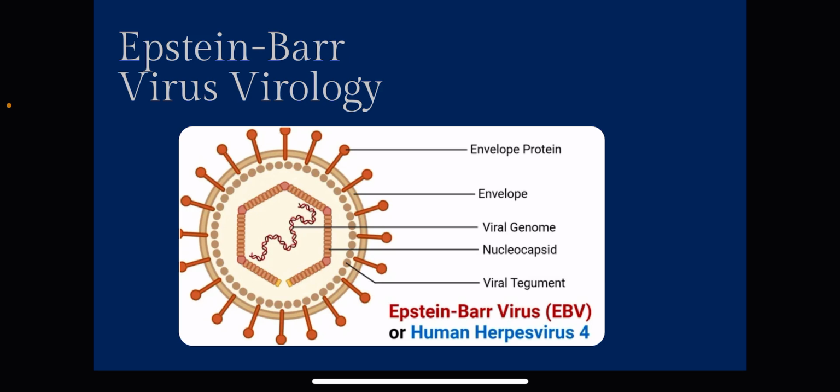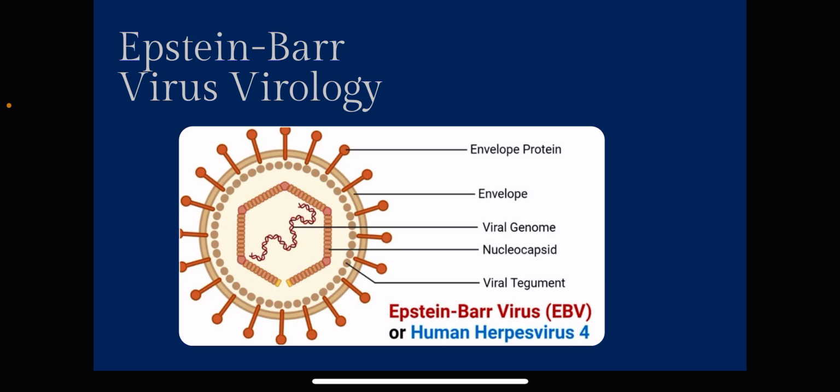Inner to the envelope, we can see the tegument. Tegument is nothing but the middle protein layer, which contains the viral proteins and enzymes. This helps kickstart infection once the Epstein-Barr virus enters the cell. Inner to the tegument, there is a nucleocapsid, which is a protein shell that is icosahedral in symmetry. This protects the viral genetic material.